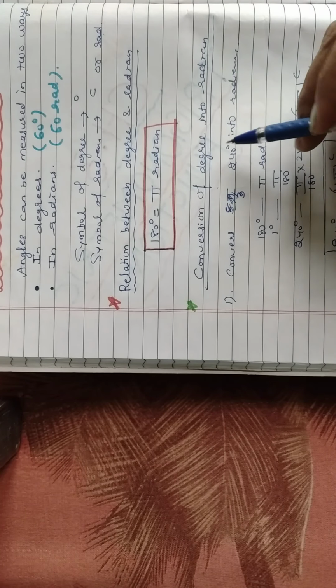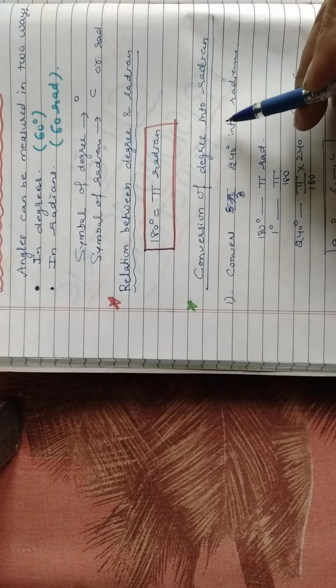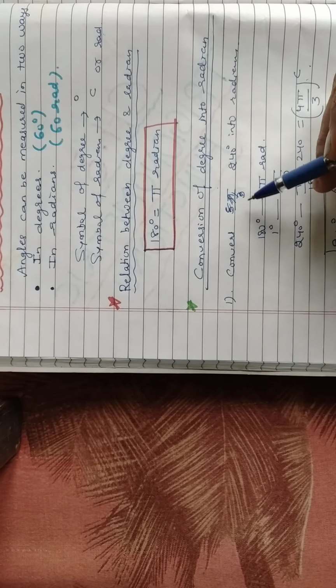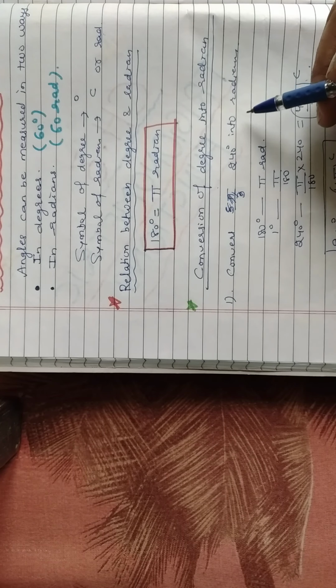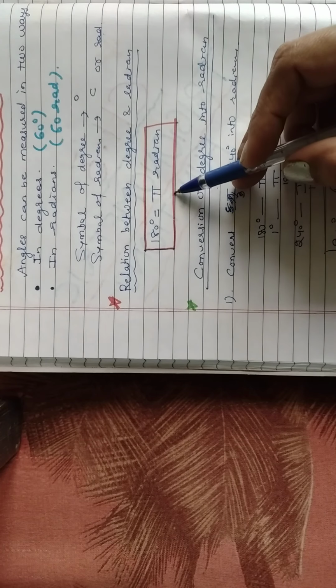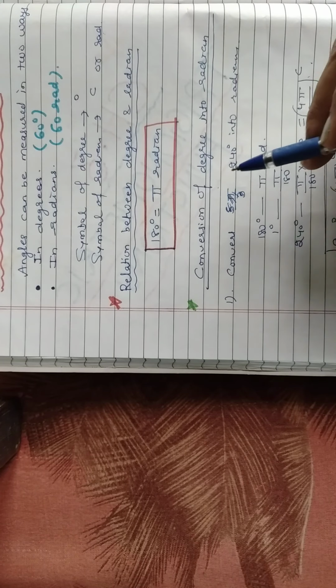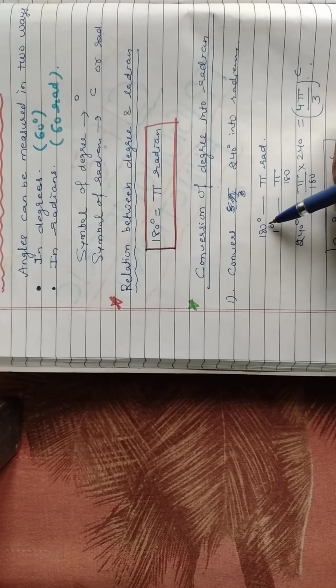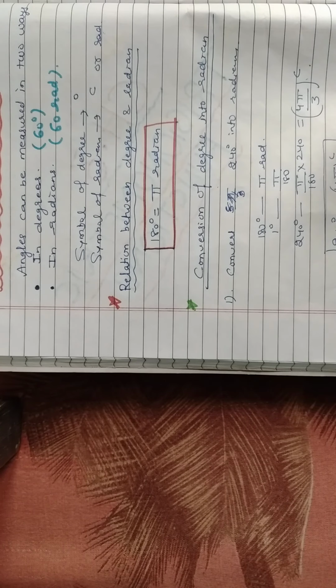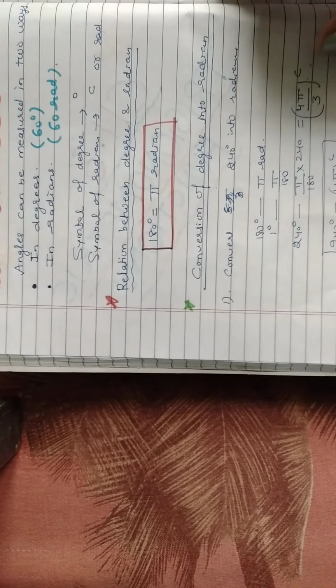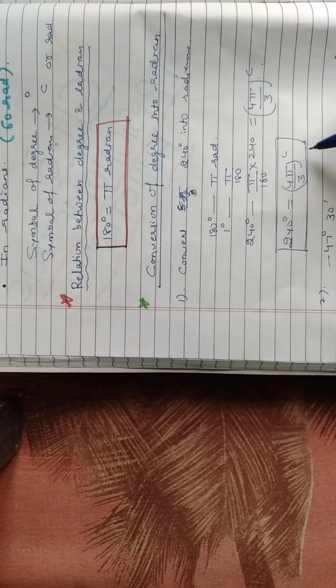So, firstly, you have to convert degree into radians. Suppose there is one question. Suppose you have to convert 240 degree into radians. Then what will you do? You will use this relation. You will apply simply unitary method. 180 degree is pi radian. So 1 degree will be equal to pi by 180, and 240 degree will be equal to pi by 180 into 240. This pi will remain as pi. Clear? So 240 degree will come out 4 pi by 3 radians.